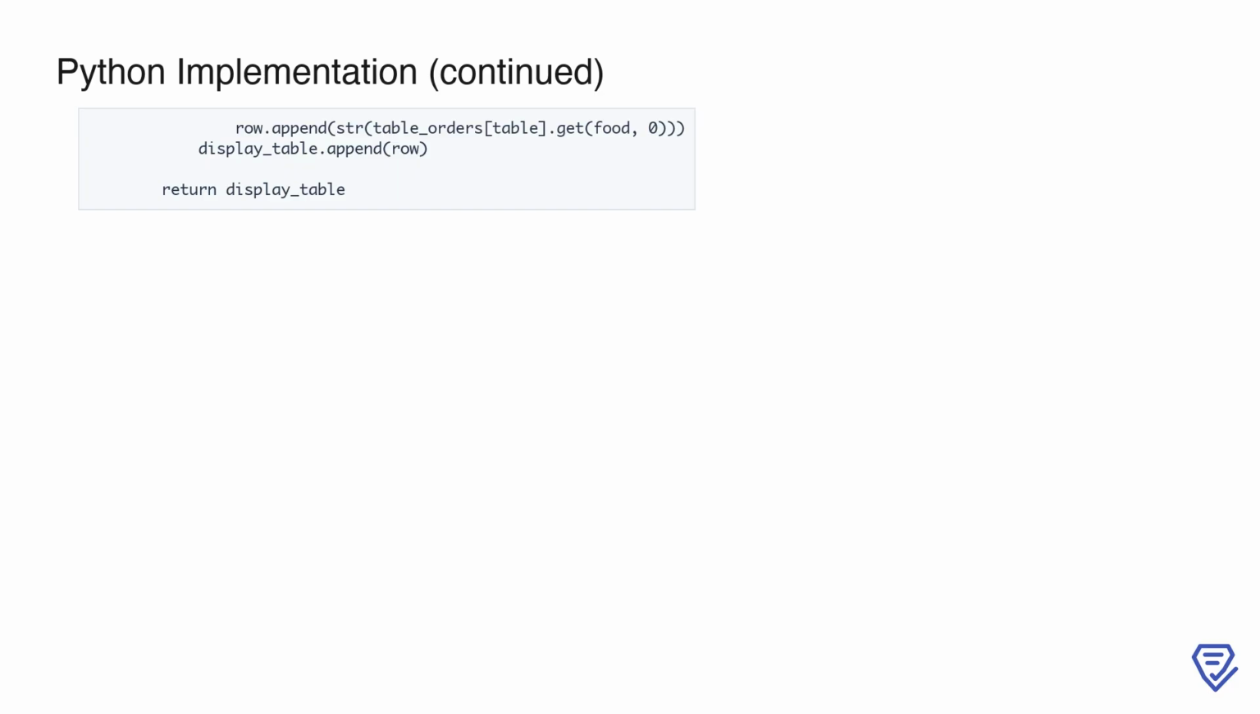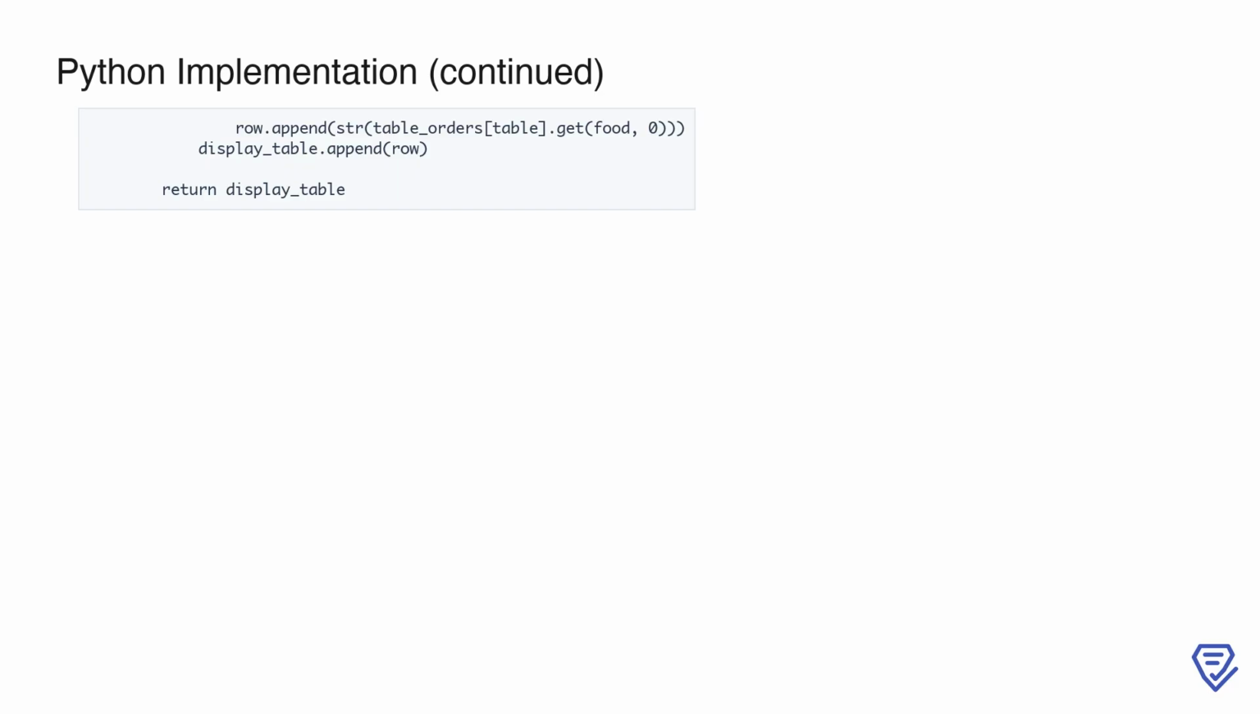For this, we iterate through the table numbers in ascending order, which is achieved by sorting the keys of table_orders. For each table, we start by creating a new row where the first entry is the table number as a string. Then, for every food item in our sorted list of food_items, we check if that food item exists in the current table's dictionary. If it does, we append its count to the row. Otherwise, we append 0, indicating that the food item was not ordered at this table.